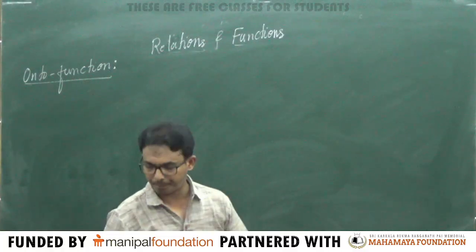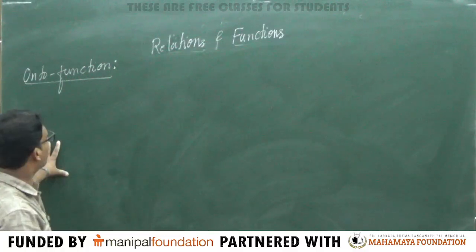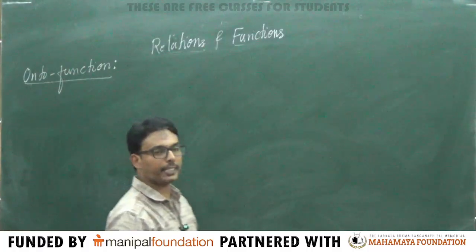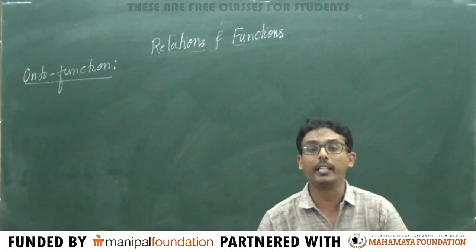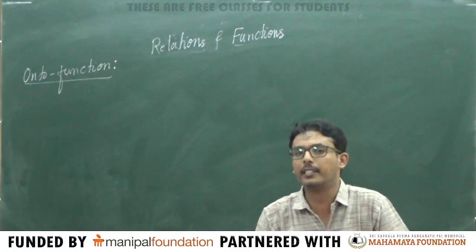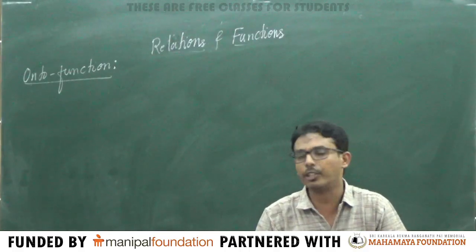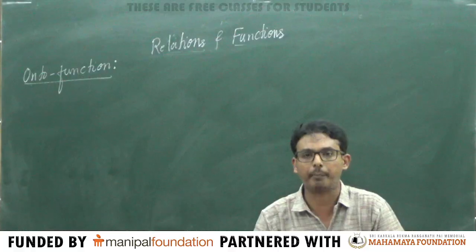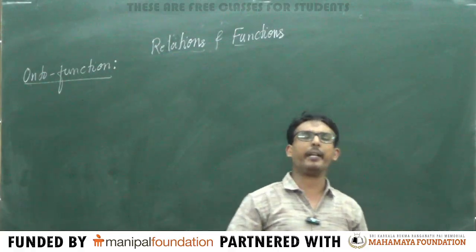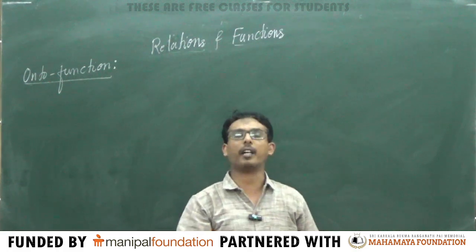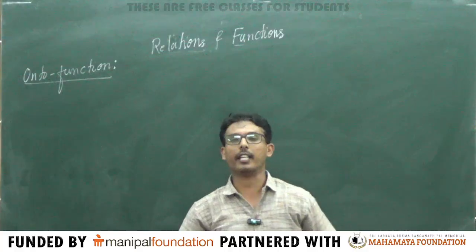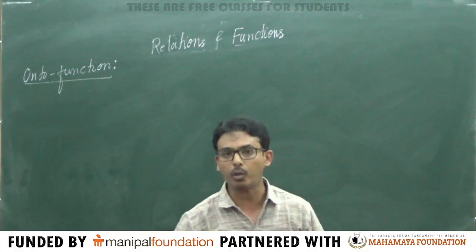Onto function. Again, the definition of onto function means every element of the codomain is an image of some element of the domain set, then that function is called an onto function. Means if you take any element in the codomain, it should be an image of some element of the domain set, then that function is called an onto function.